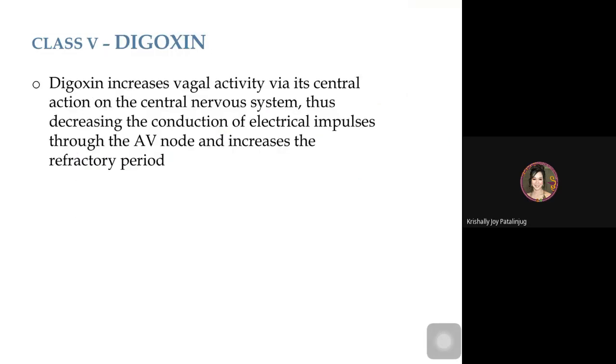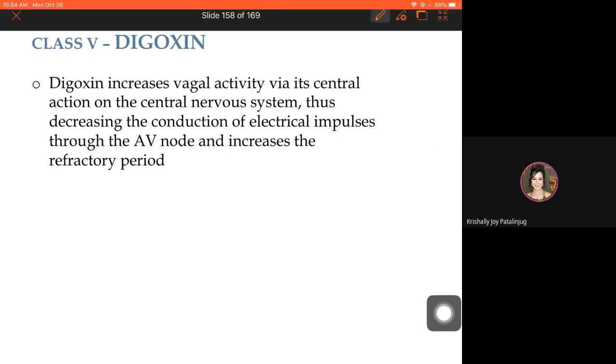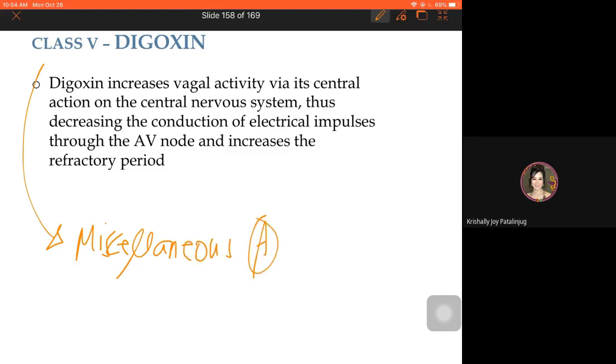Now, in some references, digoxin is called class 5 antiarrhythmic. But in this case, please classify it as miscellaneous antiarrhythmics. But in some other references, it is class 5. So either is okay.